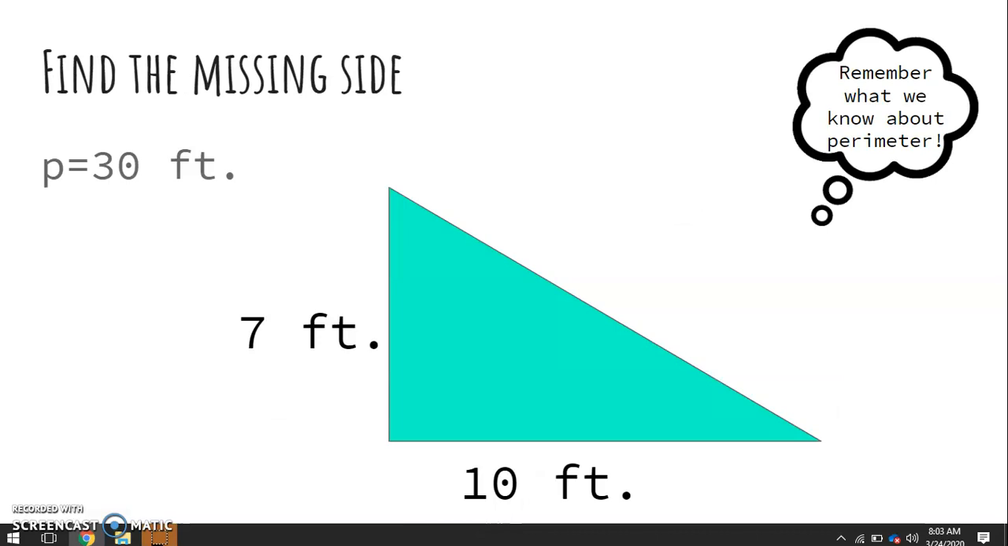Well, today we're switching it up a little bit. So what I have here, if you notice, it says the perimeter, P stands for perimeter, equals 30 feet. But looking at this triangle, I've got one side is 7 feet, another side is 10 feet.